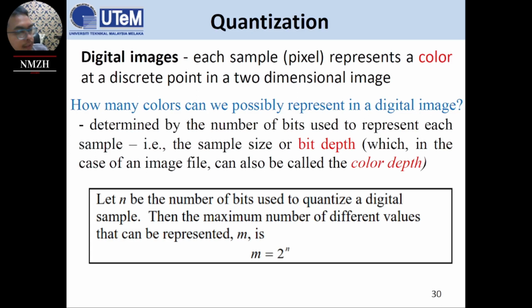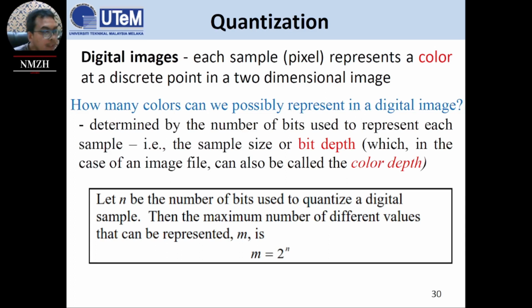Okay, now quantization. The quantization is different from the things related to sampling just now, because sampling is considered the x-axis, while quantization is considered the y-axis, guys. Okay, quantization talks about the y-axis. So how we digitize the amplitude axis.